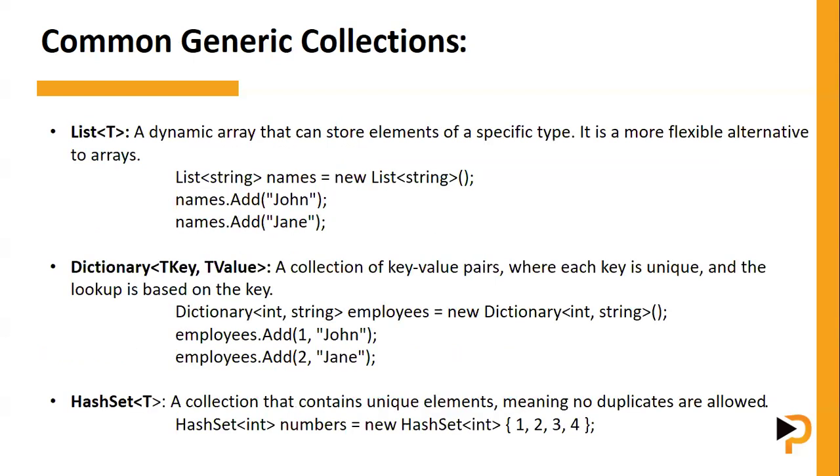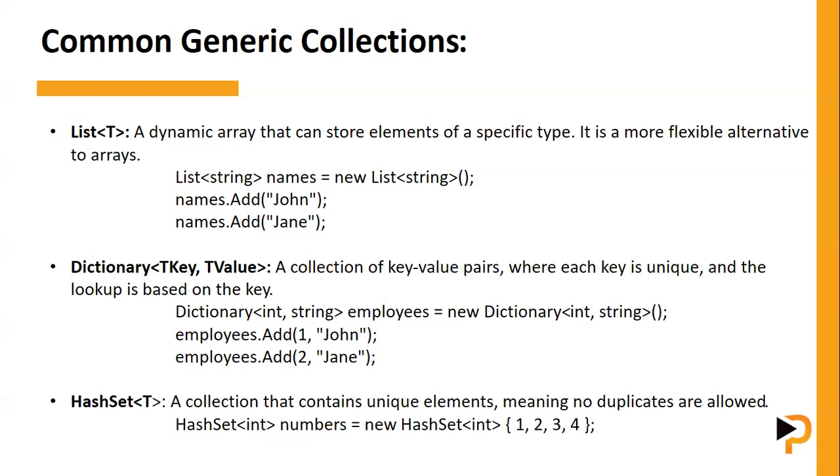Now, what are the generic collections? Now we are introducing generic collections. It means there will be a type. So List is again a dynamic array that can store elements of a specific type, which we have to mention in these angle brackets. So List of type string and the name of the list is names. Then we are adding specific values. If you're trying to add an integer value in the list now, it will give you an error.